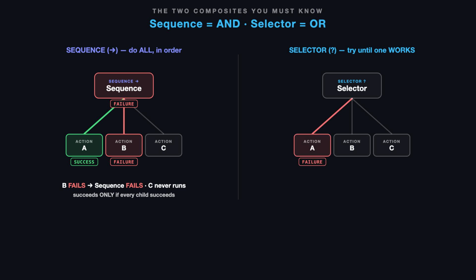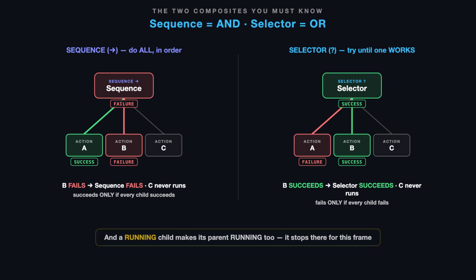Second, the selector, often drawn as a question mark. Also left to right, but flipped. The moment one child succeeds, the selector succeeds and stops. It fails only if every child fails. That is "or": try these until one works. And if any child returns running, its parent returns running too, and stops right there for this frame.